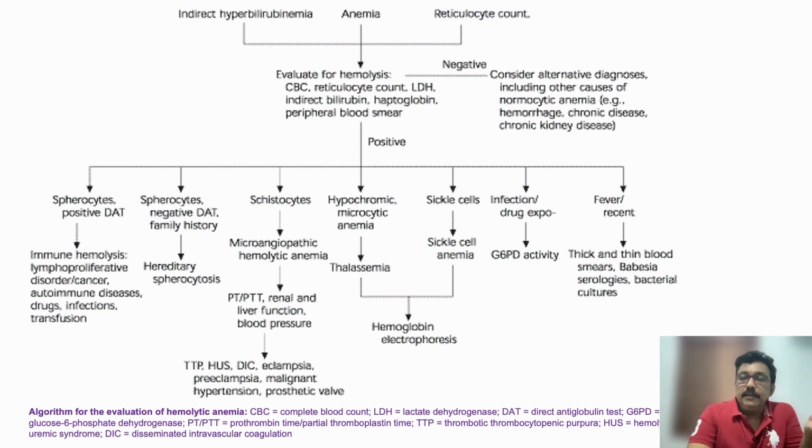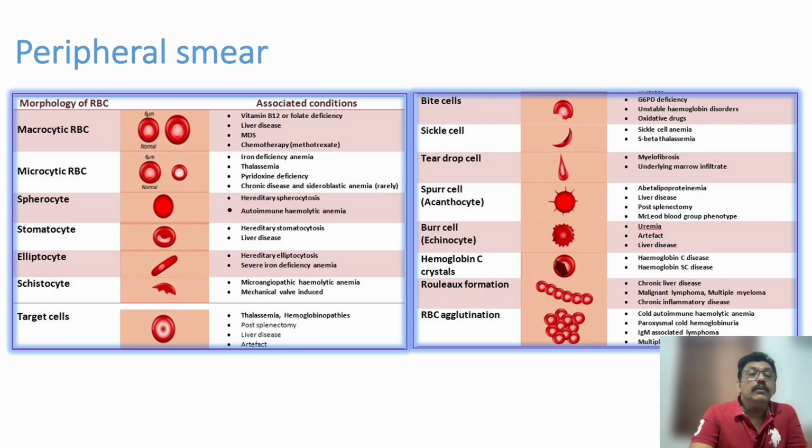Once you understand that the peripheral smear is abnormal, you can go for further investigation. So in the peripheral smear, you can see a lot of different abnormal cells. You can see whether it is macrocytes, microcytes, spherocytes, stomatocytes, elliptocytes, schistocytes, target cells.